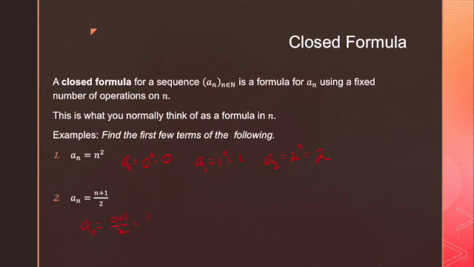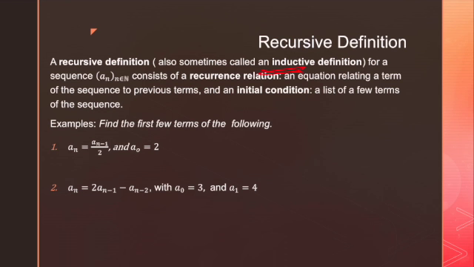A recursive definition, which is also sometimes called an inductive definition, consists of a recurrence relation. We have a whole section on induction at the end of the chapter. A recurrence relation is an equation relating a term of the sequence to previous terms. And in order for that to happen, we have to have an initial condition, right? So we need to know what the first term of our sequence is, or in some cases, the first couple of terms.